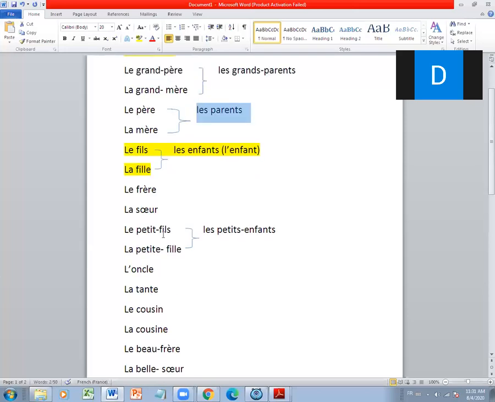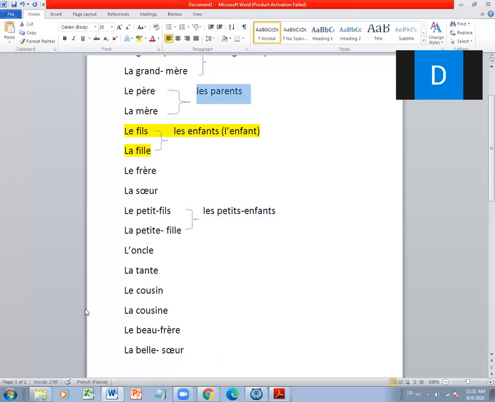Le petit-fils, that's the grandson, okay? La petite fille is the granddaughter, and then we say les petits enfants are grandchildren. L'oncle, la tante, that is uncle and aunt. Then we say le cousin, that is cousin. La cousine, that's cousin female.